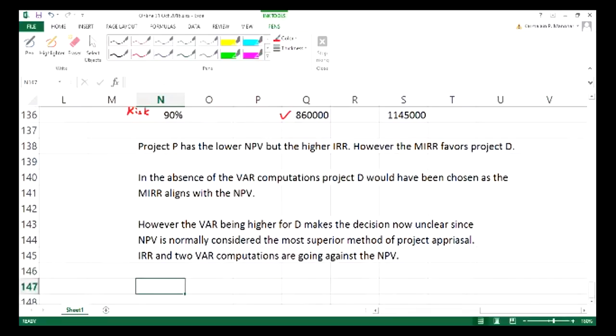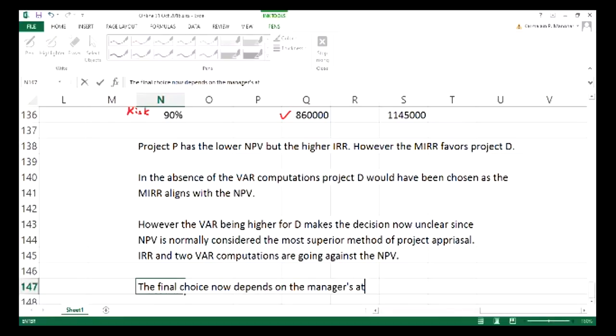So what do we think as a final choice? The final choice really would basically be anybody's guess, but you'll need to put a recommendation. So I'll steal a bit of the answer from the kit and say the final choice depends on the manager's attitude towards risk.